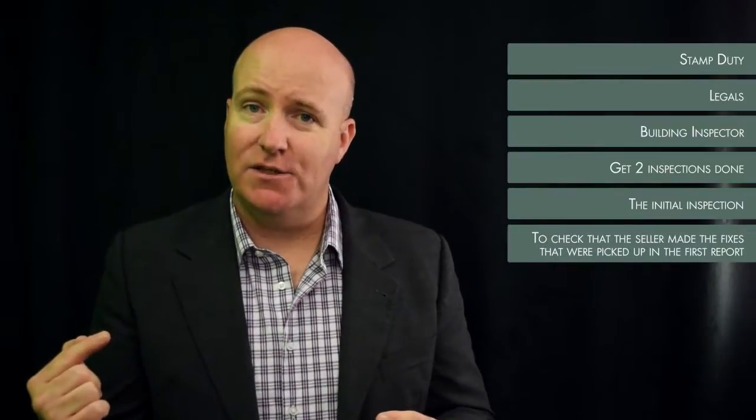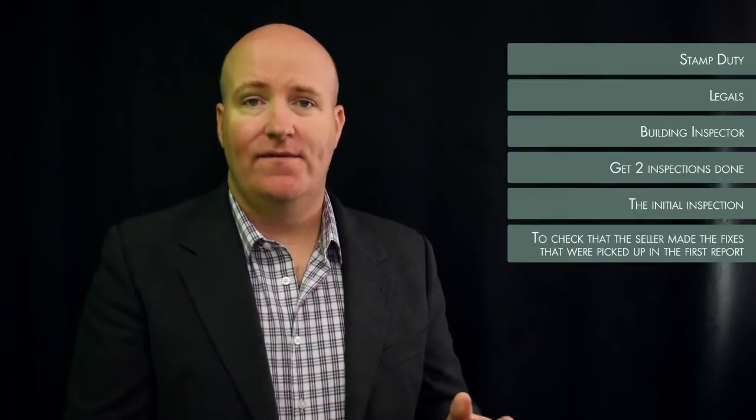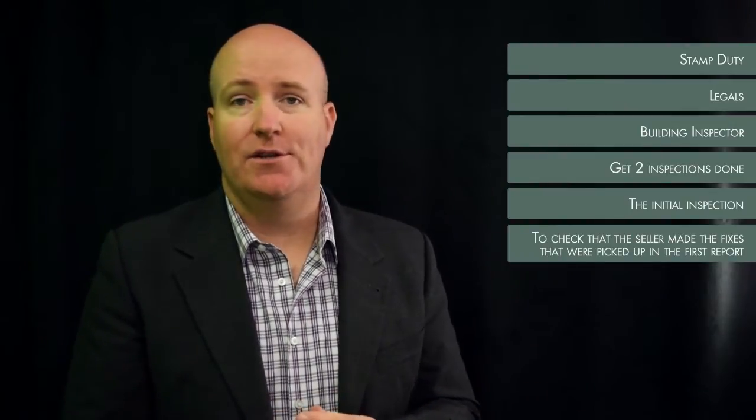And legals in some cases can be as little as $500 and as much as $2,000 for your average residential investment property. Building inspector. You're going to need to get a building inspector to inspect the property, and usually we advise our clients to make sure that you get 2 inspections done. 1 as an initial inspection to get the inspection report done, and then 2 to send the inspector back again if there's any problems with the first report and you've asked the seller to fix them up just to make sure they've done it. That might cost you about $500 plus GST in total to get the 2 inspections done.